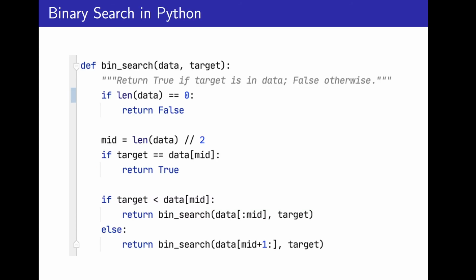Here is an implementation of the binary search algorithm in Python. There are two base cases. If the data is empty, return false, and if the target is found, return true. There are also two recursive cases. The first one is when the target value is less than the mid element of the data, and the second one is when the target is greater than the mid value of the data. Notice that each recursive call passes a smaller list, half of the existing data. It means that each recursive call produces a simpler problem and moves closer to the base case.